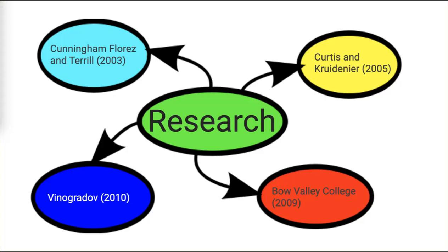From Curtis and Crudenier, that reading skills instruction includes alphabetics, fluency, vocabulary, and comprehension. And from Vinogradov, that lesson plans that are contextualized and contain a mixture of bottom-up and top-down activities are effective. From Bow Valley College, classrooms that foster a supportive community where respect, empathy, and empowerment continues to develop lead to increased learner persistence. And this is another example of a mind map that you could use during a brainstorming or pre-writing activity.